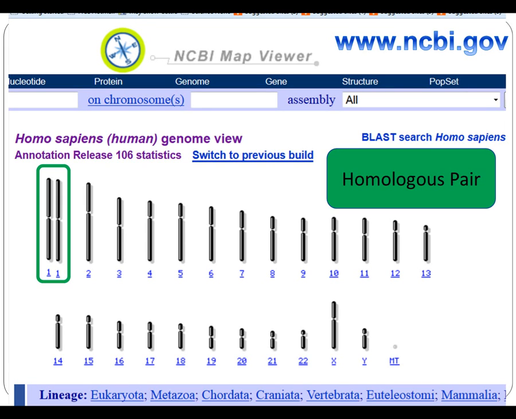Alright, so let's just review that. A dominant allele is what? The allele that is expressed whenever it's present. A recessive allele is expressed only with another recessive allele, when there is no dominant allele for that particular gene.